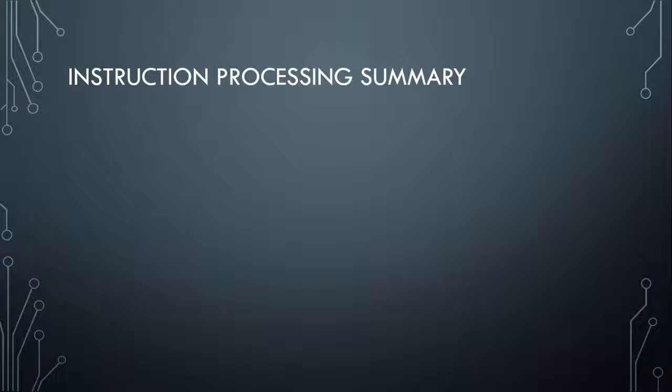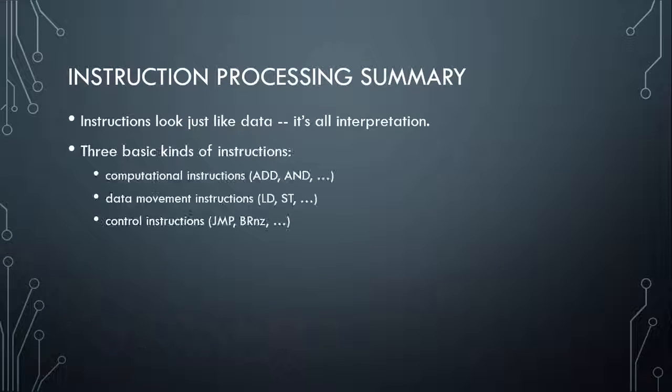All right, and lastly, our instruction processing summary. Instructions in the end look just like data. It's all interpretation. When we start writing our bits, they just look like bits. How you have that bit pattern constructed is going to look identical to one that's just data. They look the same at first glance. It's how the program takes that data and looks at it that determines how the program can use it.